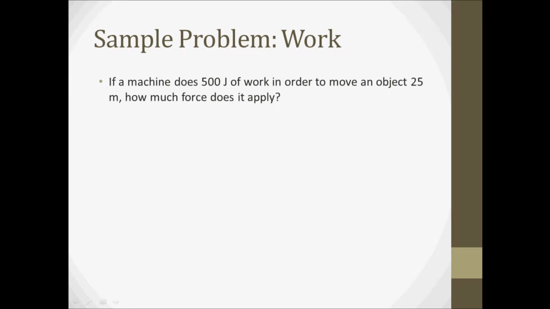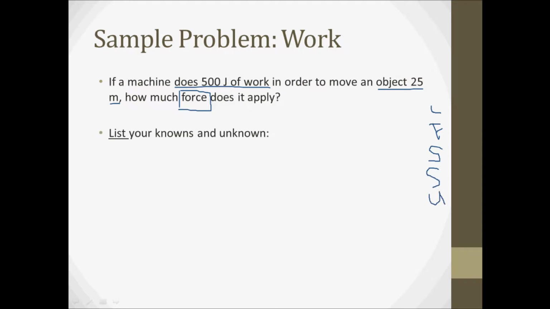Another type of problem you might have: here we have a machine that does 500 joules of work in order to move an object 25 meters. And this time it's asking how much force does this apply. So again, remember, LASSO. We're going to list our knowns and unknowns. So we know that there's 500 joules of work, so we know W, and we know that there's 25 meters. Because the unit is meters, that tells us that's distance. Distance will be in meters or some sort of length.